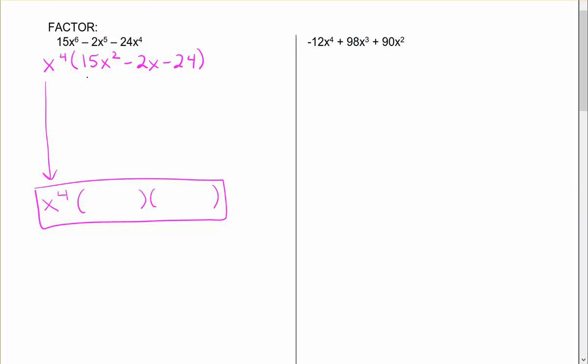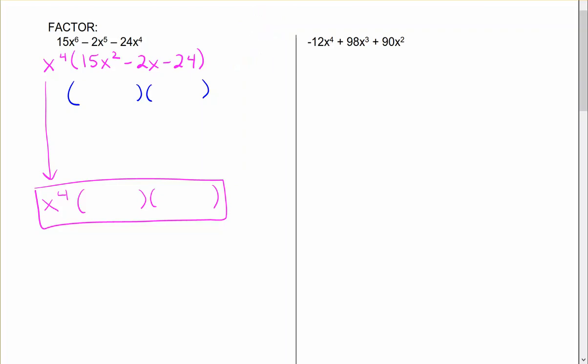So factoring a trinomial, we could try trial and error, or we could try the AC method. And if I decide on the AC method, that means I'm going to have to multiply a times c, which is 15 times negative 24. That's negative 360. That's really huge. So I think I'm going to stick with trial and error instead and see if I can get it that way.